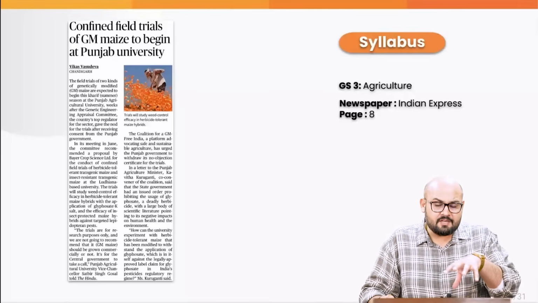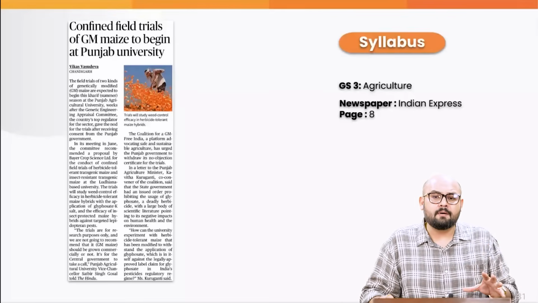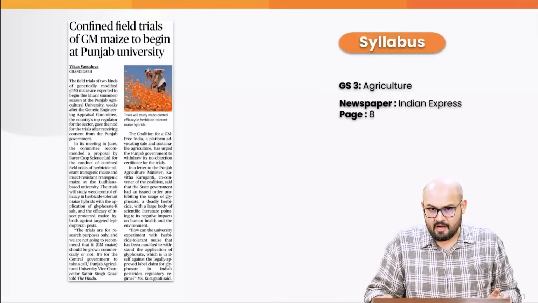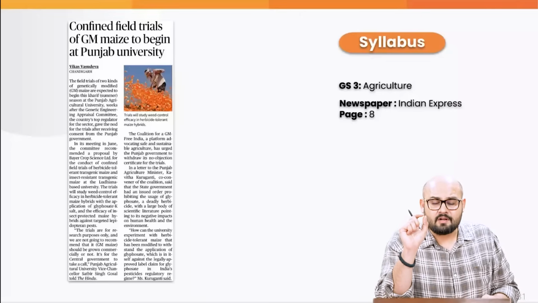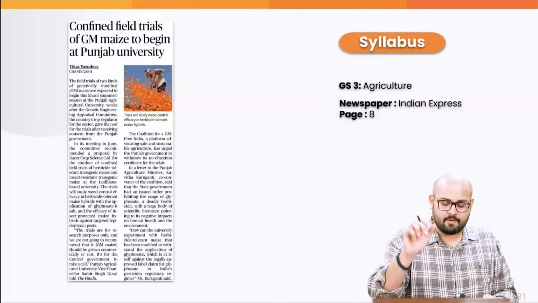Now, there is a mention of this particular body in a particular article. What it says is that there has been the permission to conduct the field trials for the genetically modified maize in Punjab, right? So, it's only about trials. We're not talking about the full-fledged commercial deployment. We are talking about the trials, right?